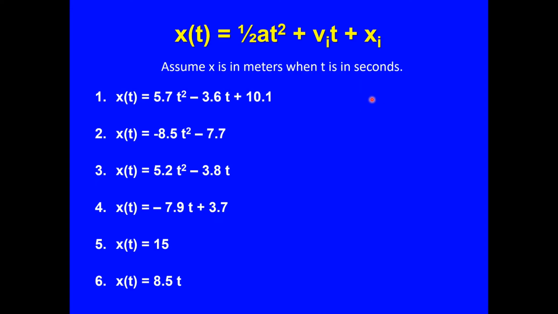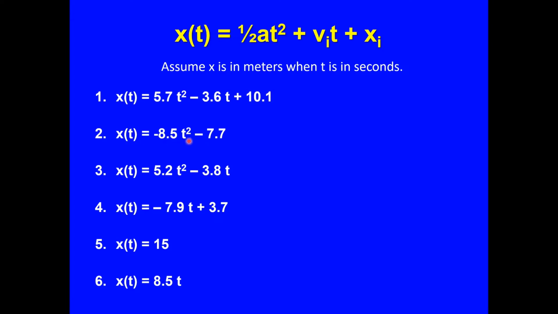Here we have some examples. In equation number 1, we have all three terms. So the acceleration described by this motion is double the t-squared coefficient. That would be 11.4 meters per second per second. The initial velocity is the t coefficient. It would be negative 3.6 meters per second. The initial position is this constant term, which would be 10.1.